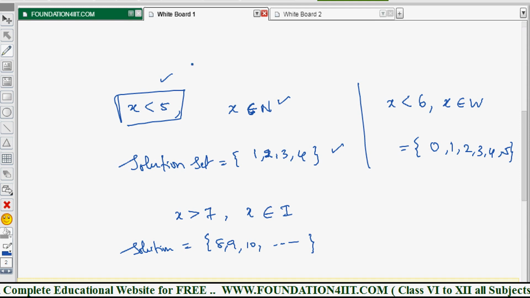Then we will see how to write the solution set and how to solve each and every linear inequation. Let us see now. First of all, we will see some important properties. Then we will go for the problems.